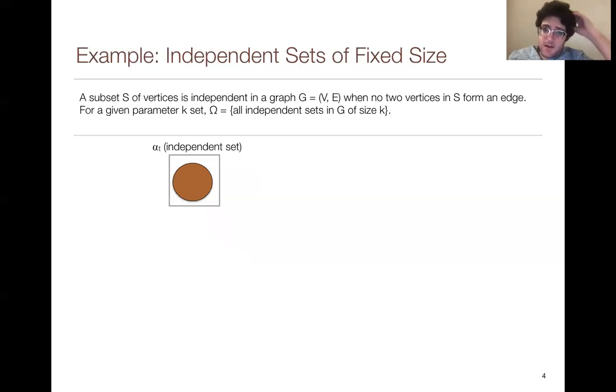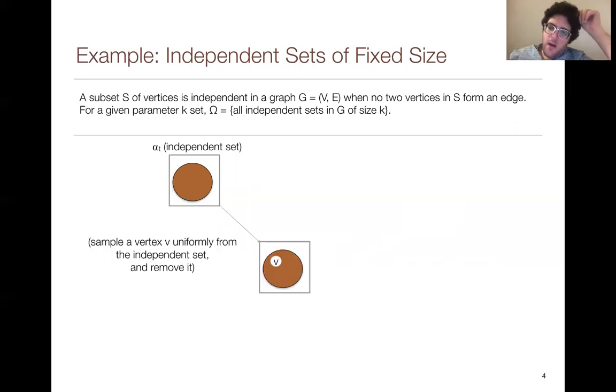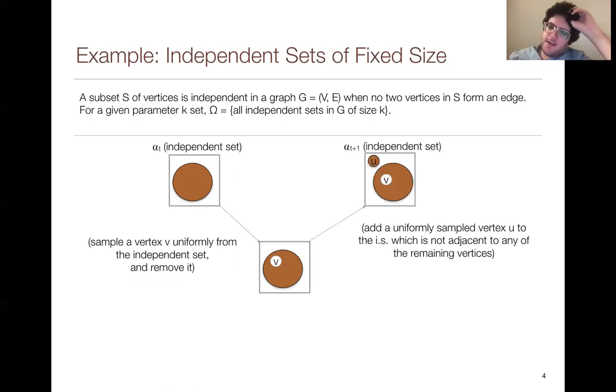Another example is the Markov chain that we can use to sample an independent set of fixed size. So I'm given a graph G and a parameter K, and recall that an independent set in G is just a subset of vertices that doesn't contain any edges. So I want to sample an independent set of size K, which is approximately uniformly random. I'm going to be maintaining an independent set, and in every step of this random walk, I sample a vertex V uniformly from the independent set that I'm currently maintaining. And then at the next step, I add a vertex U that I sample uniformly at random among all the vertices that are not contained in the independent set and that are not adjacent to any vertex that is currently in the independent set.